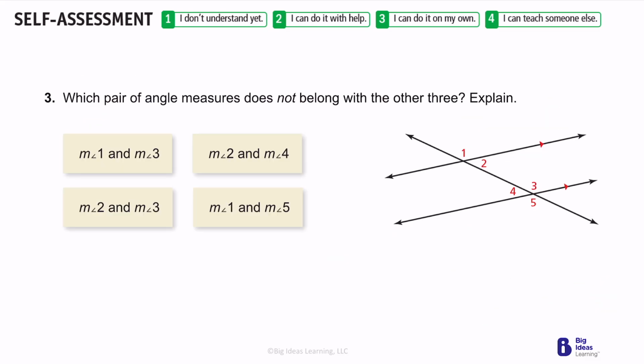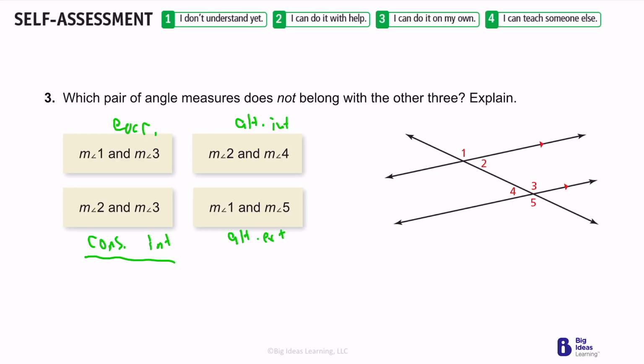So 2x equals 108, meaning x has to be 54. Okay, so now you want to figure out which pair of measures do not go with the other three. I'll show you the other three and explain how you know. So let's see, 1 and 3, these are corresponding. 2 and 4 are alternate interior. 2 and 3 are consecutive interior. And 1 and 5 are alternate exterior.